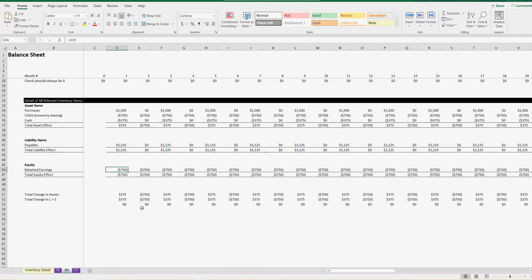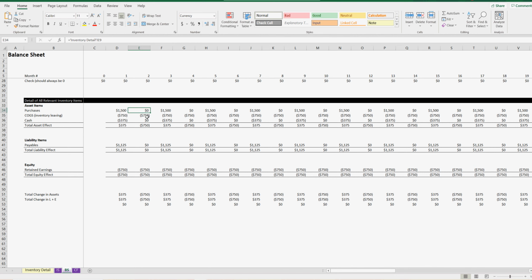But I wanted to pull the transaction out specifically to show you why we are still in balance. So the net effect of assets is positive 375. Liabilities is going up by 1,125, but also inventory is going out, so that's 375. So you can see both here, and these will always match.